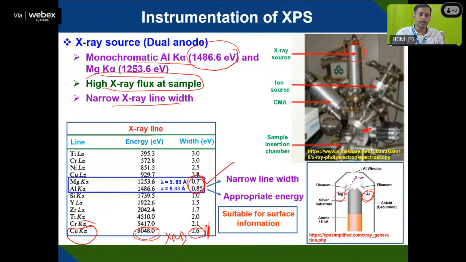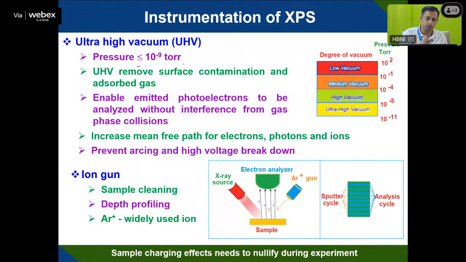And then for XPS analysis, you need ultra high vacuum. That means a pressure on the order of 10 to the power minus 9 torr is used. If you go for the SEM, it can be about 10 to the power minus 4 to minus 5 order. In TEM, it is 10 to the power minus 6, minus 7 order. But in case of XPS, it's on the order of 10 to the power minus 8 to minus 9.